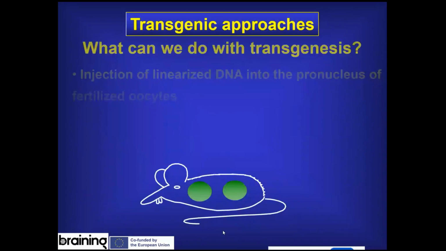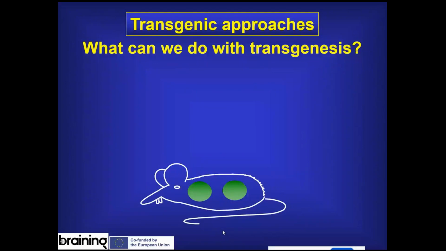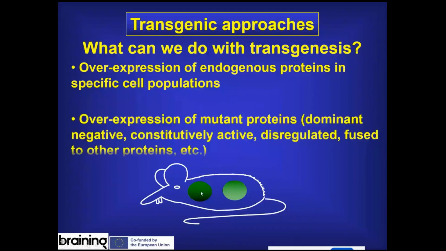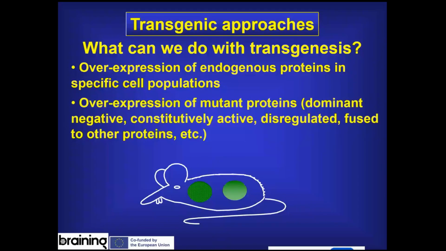What can we do with this transgenesis? We can overexpress an endogenous protein in a specific cell population. In the same way, we can overexpress a mutant protein that can be dominant negative, constitutively active, dysregulated, or fused to another protein. Or we can even express an exogenous protein in a specific cell population, of course. And you will understand why later.